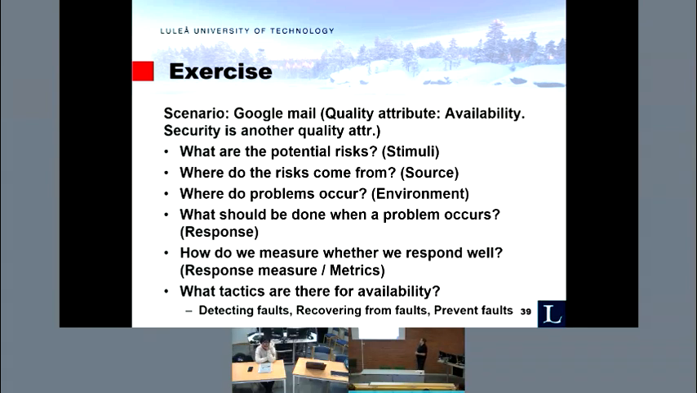Where do the problems occur? What should be done when a problem occurs? How do we measure whether we respond well to these problems? You don't need to discuss the tactics for now, because we'll discuss that in a moment. So just the other questions here: stimulus, source, environment, response, metrics. So a few minutes.